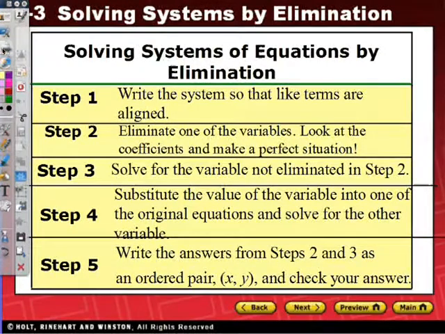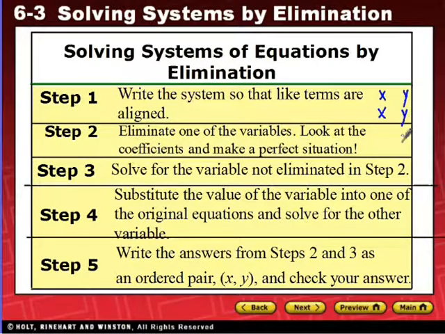So the first step is you're going to write the system down so that like terms are aligned. And what I mean by that is the x's are on top of each other and the y's are on top of each other. And generally in this kind of process, elimination, we want them on the same side of the equal sign, so we'd have a number on the other side.